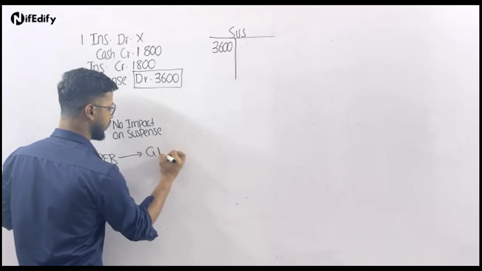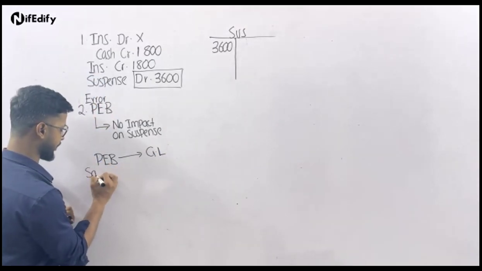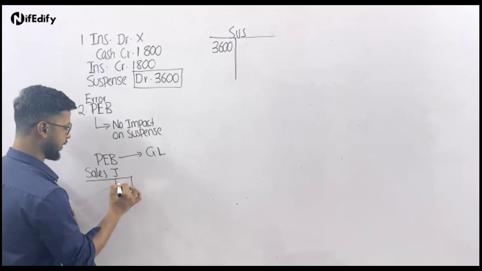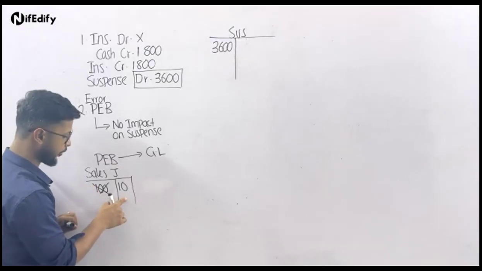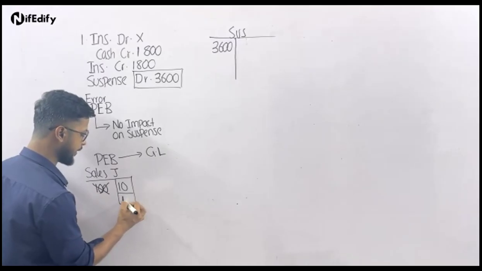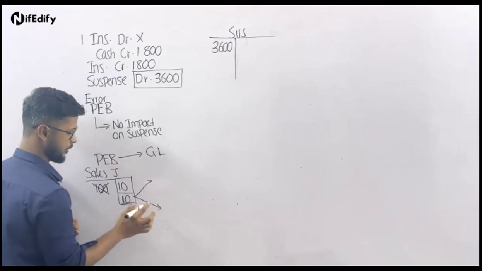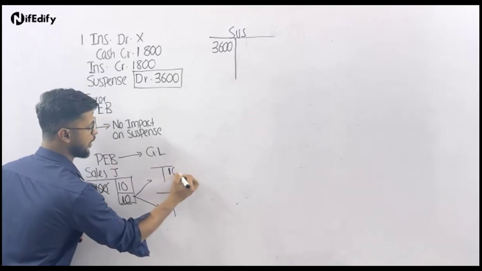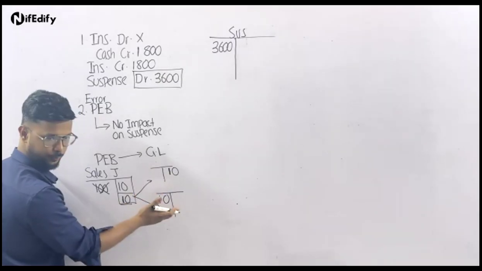If an error was to happen in the prime entry book, where do we take it to? We take it to the GL. Let's say sales journal: instead of putting 100, you put 10. This is an error made in the prime entry book, right? Now this will get totaled, and the double entry will be done for the wrong figure. The entry is made for 10,000, credited and debited.